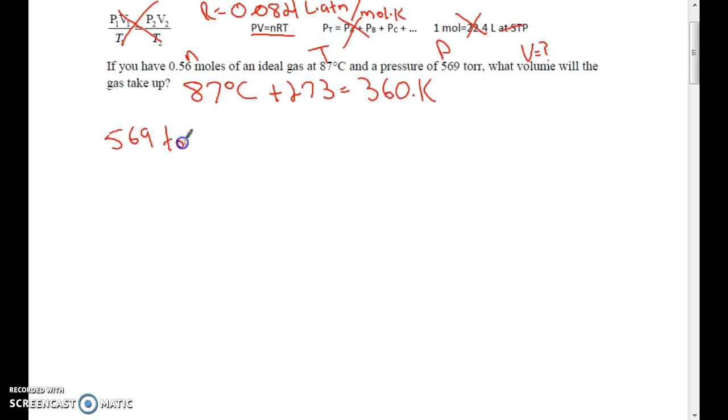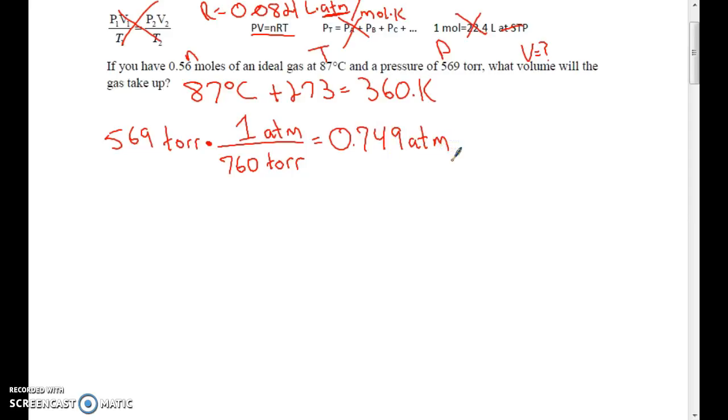Now for the pressure, 569 torr. We want to convert to atmospheres because the units for R have atmospheres in them. So since you start off with torr, you put torr on the bottom, you put atmosphere up top. We use the standard pressures. 1 atmosphere is the same as 760 torr. You do the math for this, round it off to 3 significant digits because that's what the number has. 569 has 3 significant digits. You get 0.749 atmospheres.